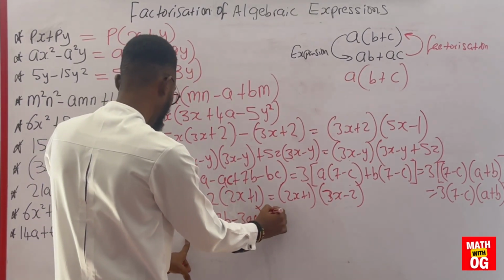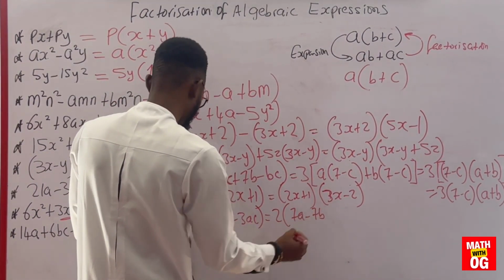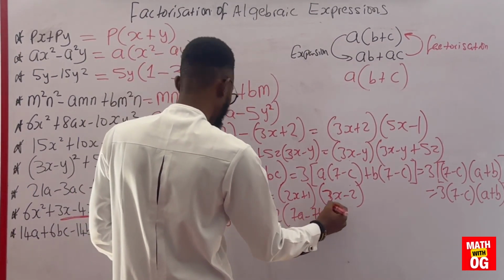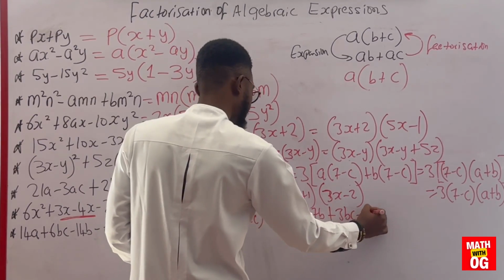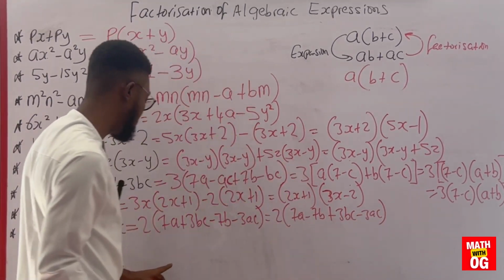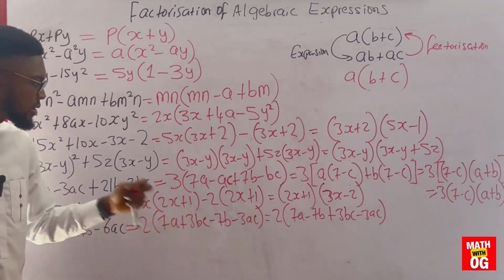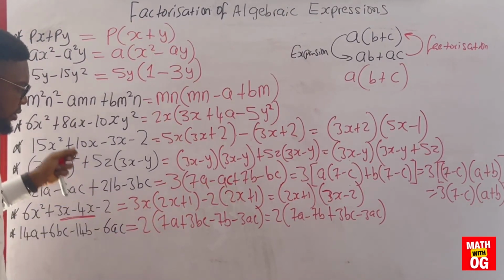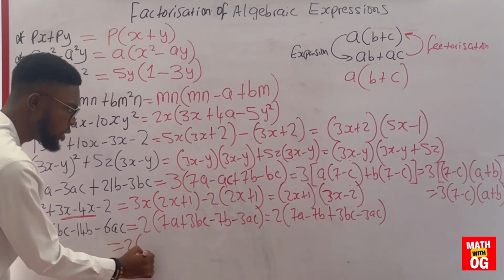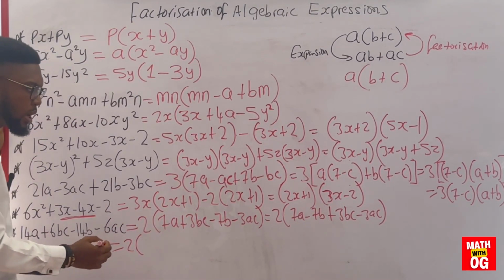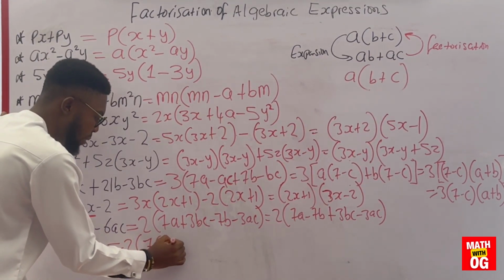So this will give me 2 open bracket 7a minus 7b, plus 3bc minus 3ac. So what I simply did here is to rearrange. So I rearranged everything: 7a minus 7b, 3bc minus 3ac. So I'll be left with 2 into 7a minus 7b. I can factor out a 7. If I factor out 7, I'll be left with a minus b.